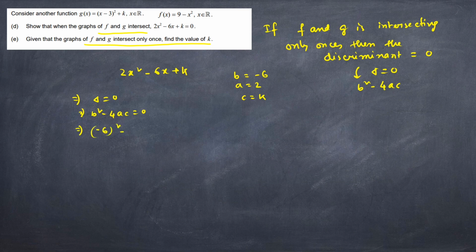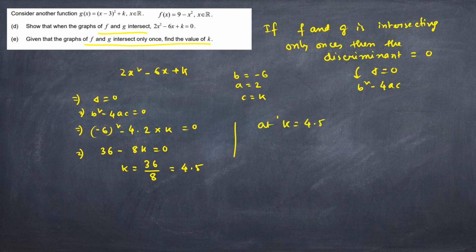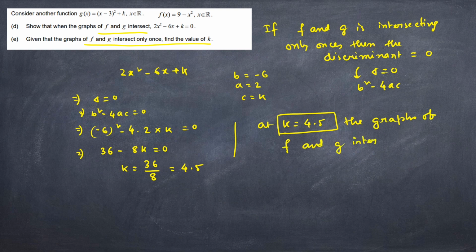So 6 square minus 4 into the value of a, which is 2, into k is equal to 0. So 36 minus 8k is equal to 0. So k is equal to 36 by 8. So from here we can write k is equal to 4.5. So now at k equals 4.5, the graphs of f and g intersect only once. So this problem is also done.